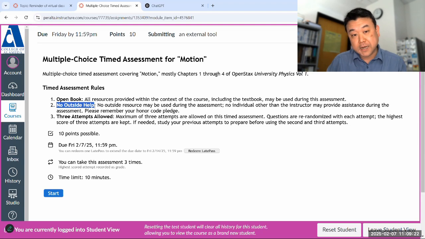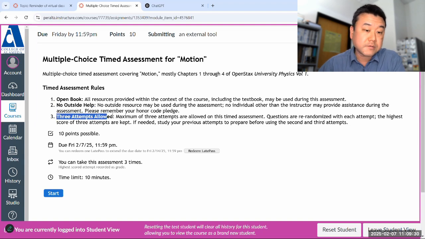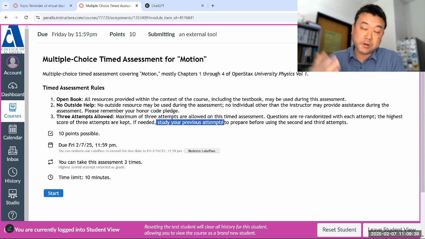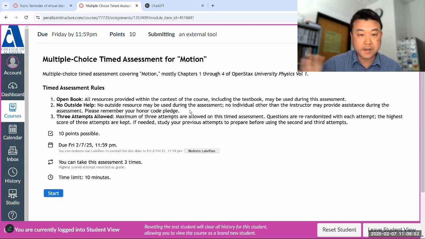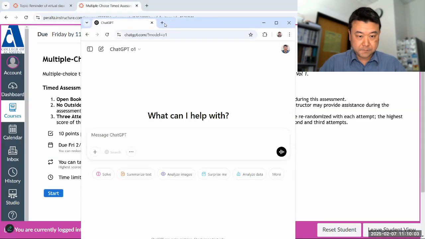Now, you can use outside help after you've done your timed assessment attempt. I do say that 3 attempts are allowed, and I do recommend that you study between attempts. So while you're studying, that's the place where you could use ChatGPT. ChatGPT can help you figure out which questions you missed, why, what the correct choice is, and why. So you could use it that way, but not during the 10-minute time limit. That is without any hint of joking or kidding. It's cheating. You shouldn't be doing it. If you've done it, you shouldn't admit to it. So with that, let me just set up and get started.